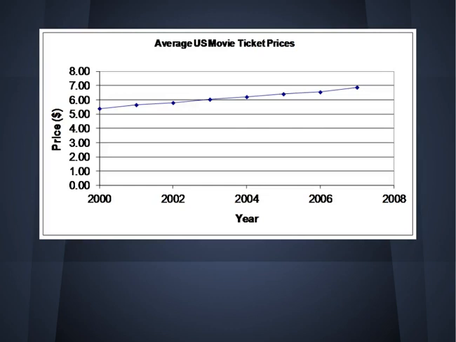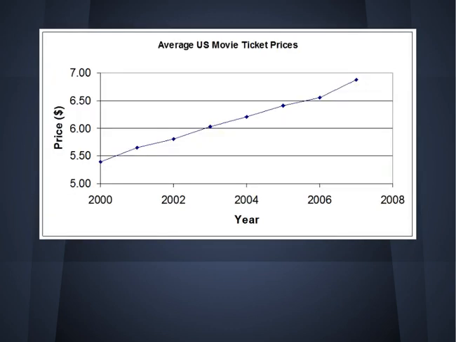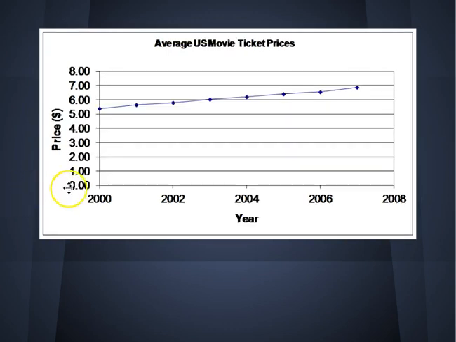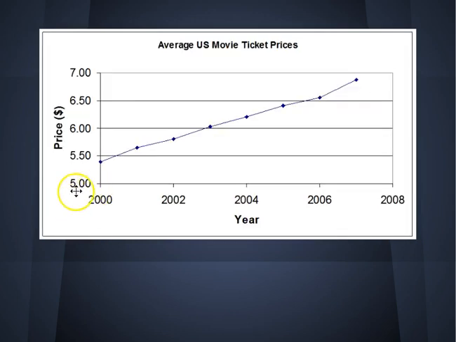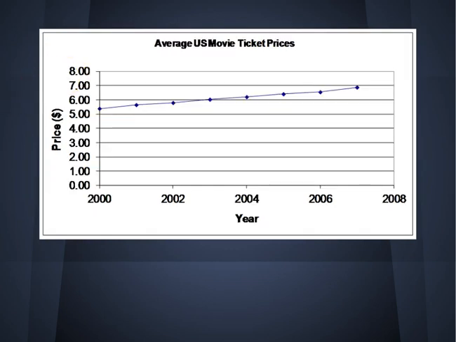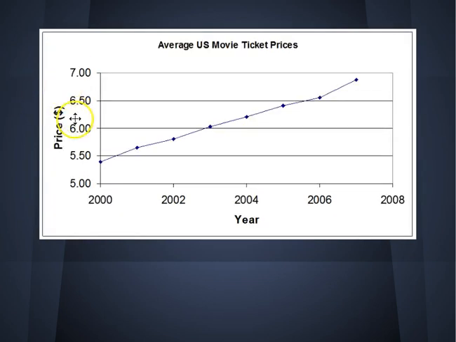This is the original graph, and this is the accentuated graph. So what they've done is, instead of the scale starting at 0, they have changed it so that the scale starts at 5, and instead of going up to $8, it only goes up to 7, which makes it look like the increase is greater than it was before. There's nothing saying that a graph has to start at 0.